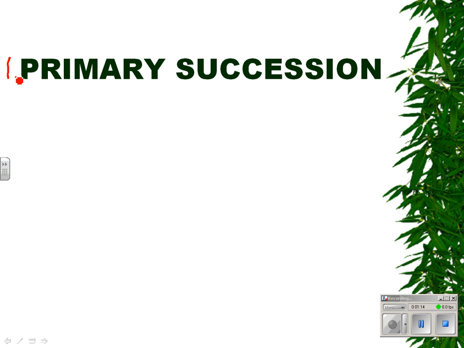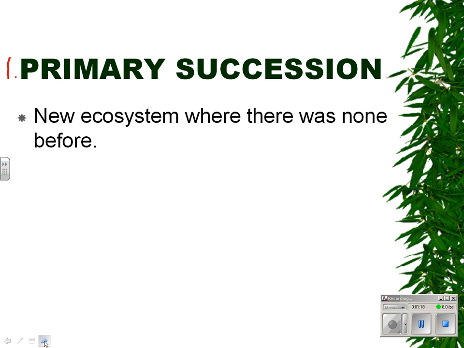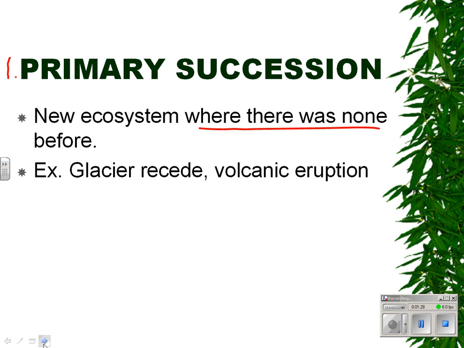The first one is called primary succession. Primary succession is a new ecosystem where there was none before. This is important. A new ecosystem where there was none before. Example, a volcano erupts in the ocean, and now you have an island. The new island wasn't there before.